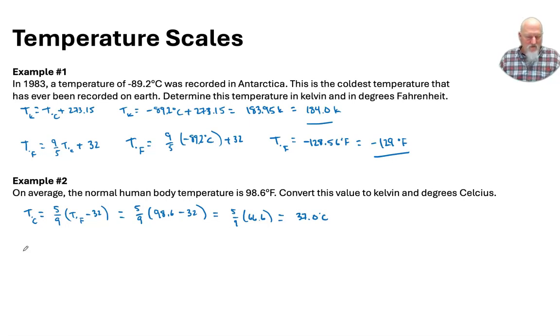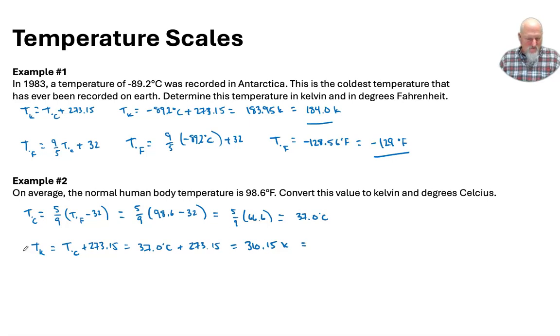Okay. Now if I want to get from Celsius to Kelvin, I see Kelvin is equal to degrees Celsius plus 273.15. So I take my 37.0 degrees Celsius plus 273.15 equals, so if I do that, I get 310.15 Kelvin.